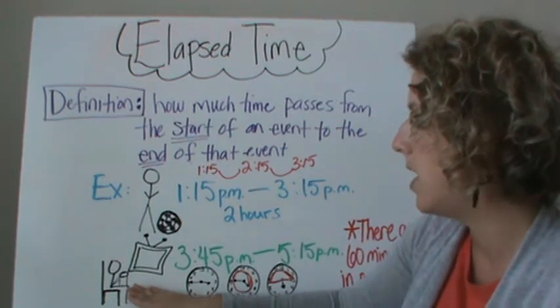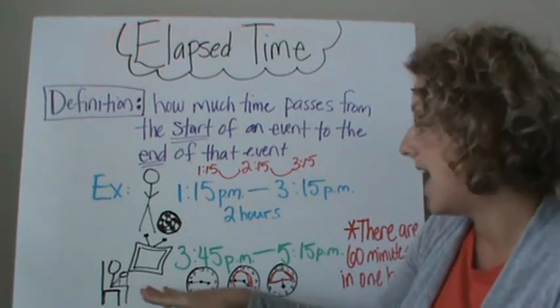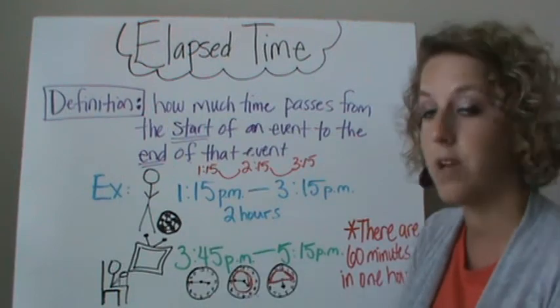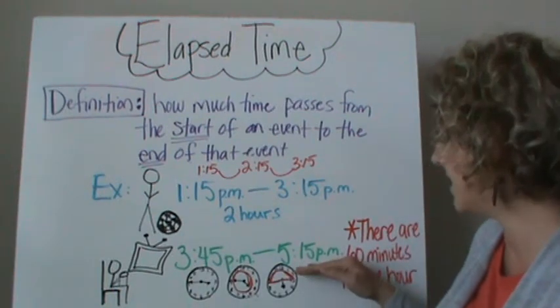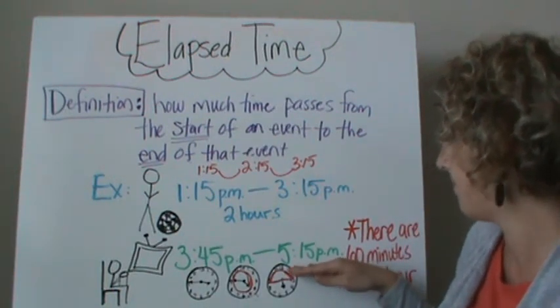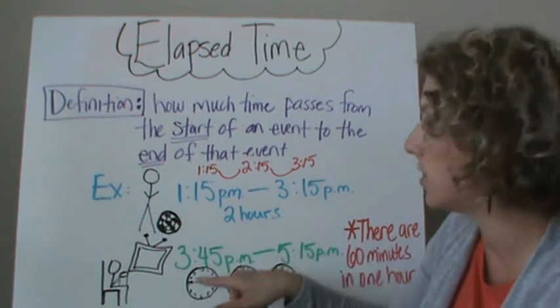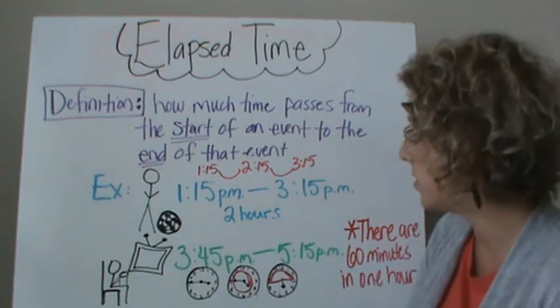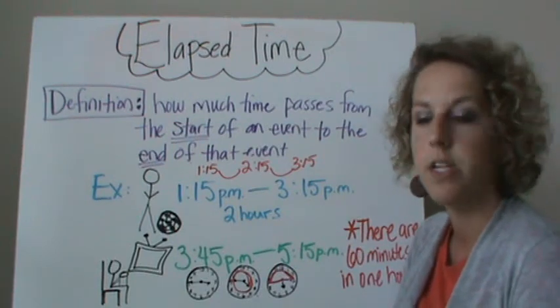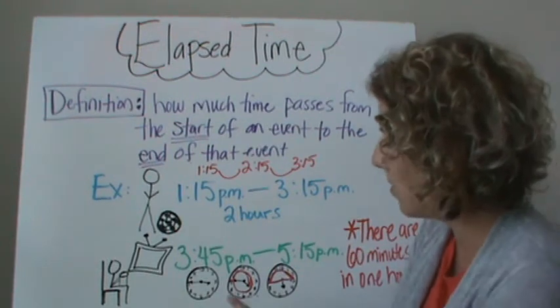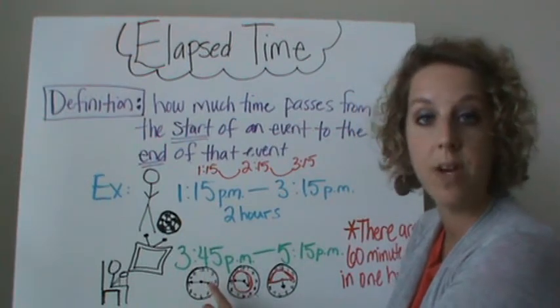Another example, you go to the movie theater, and it starts at 3:45 p.m. and it ends at 5:15 p.m. Both afternoon, so that's good. But now the minutes are different. When the minutes are different, it's a little trickier to figure out. So you start your clock at 3:45 p.m.